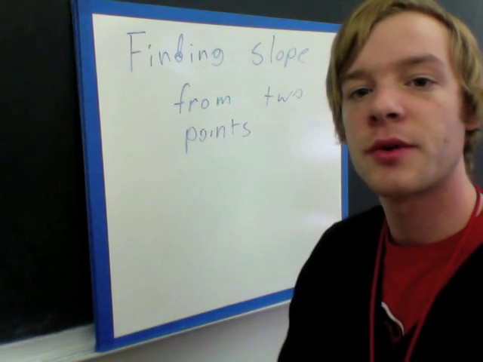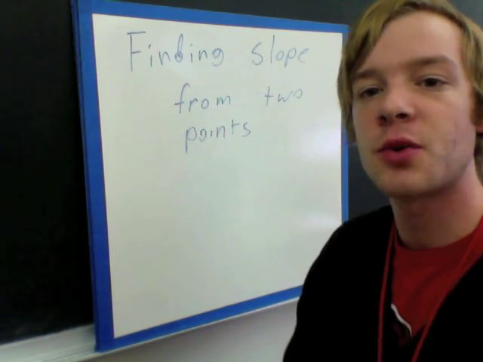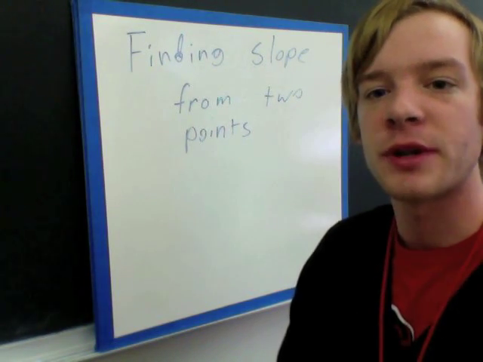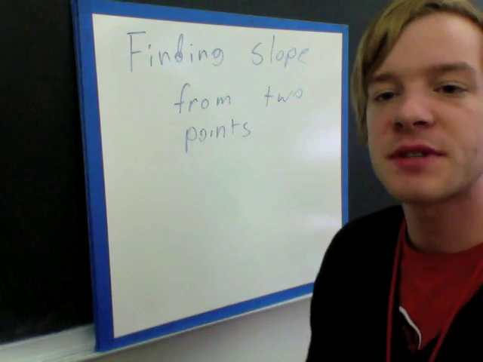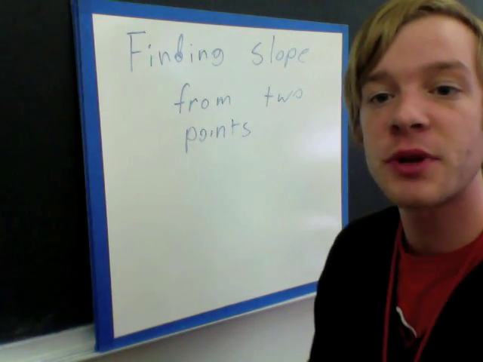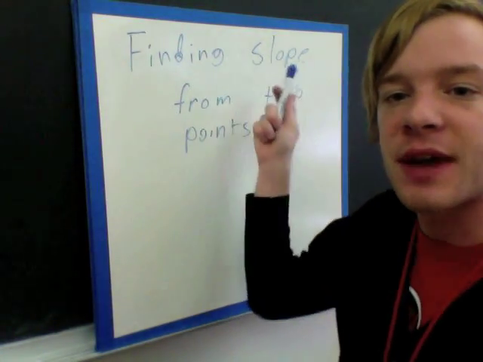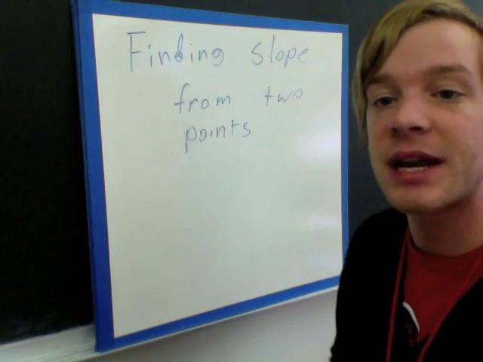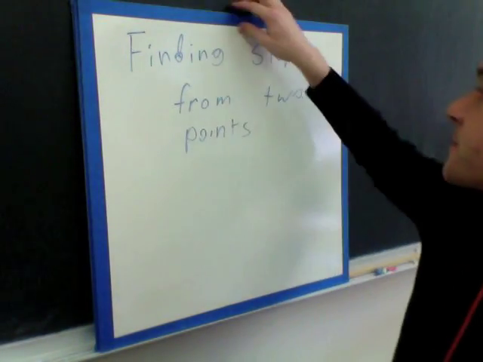Hi there. We are going to look at finding the equation of a line from 2 points. We had previously seen finding a slope from 2 points, and now we're going to take that slope and find an equation from that. So let's go ahead and look at a couple examples.